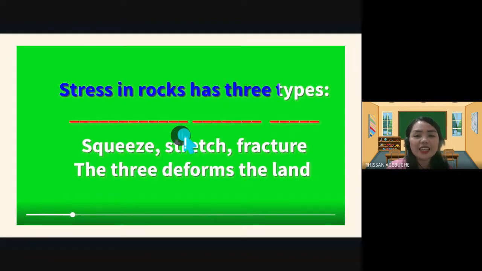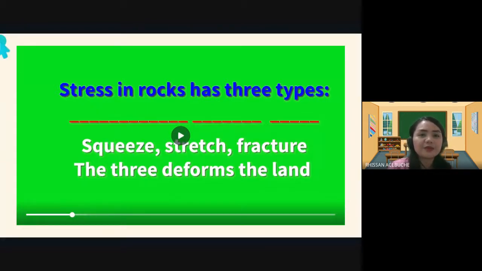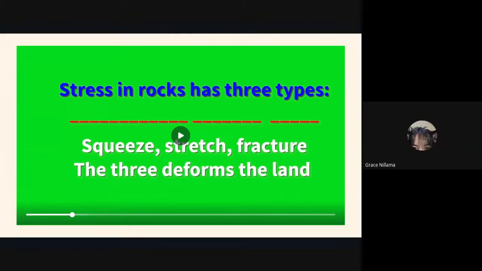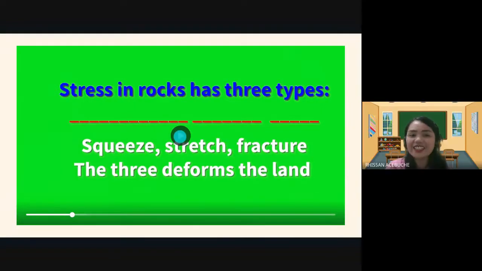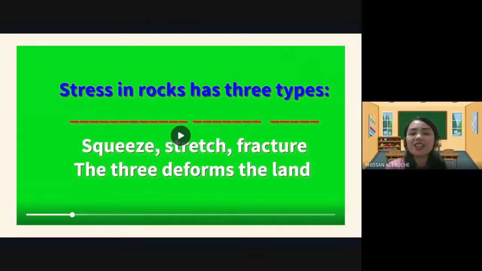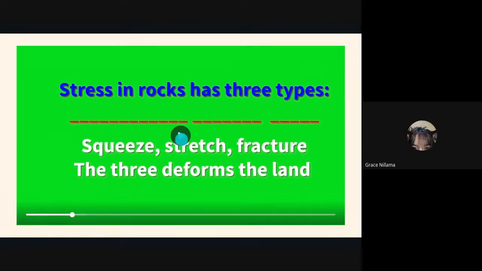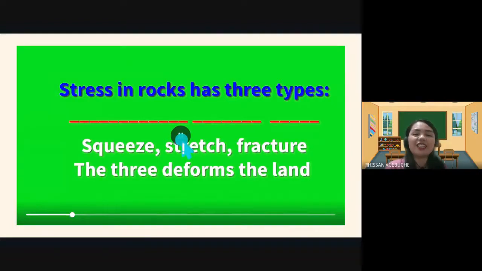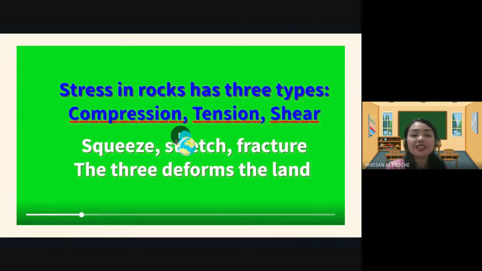Stress in rock has 3 types. Okay, so what will complete this line here? Can you sing it for us? Yes, Neliama. Stress in rocks has 3 types: compression, tension, shear. Squeeze, stretch, fracture. Very good. Okay, let's see if your answers are correct.